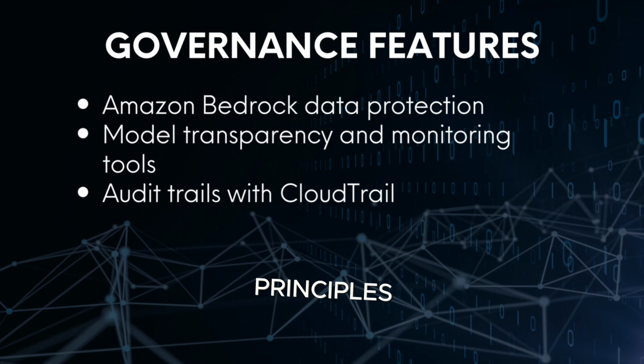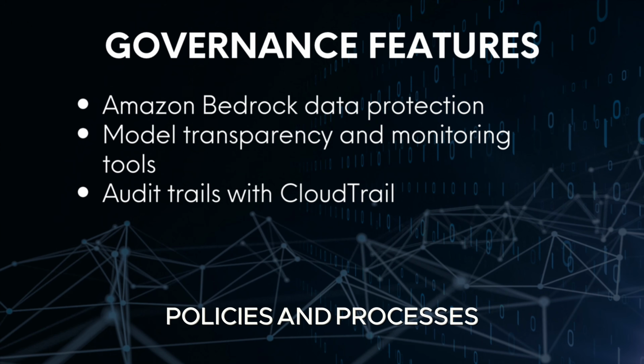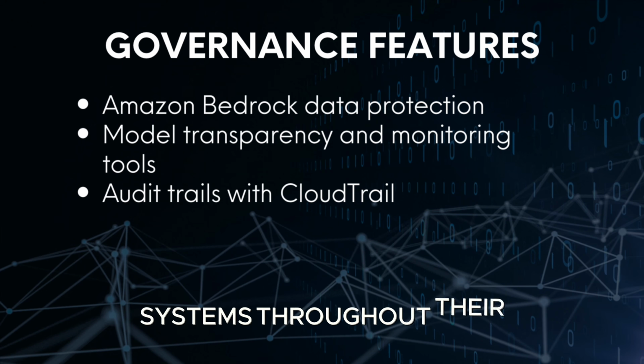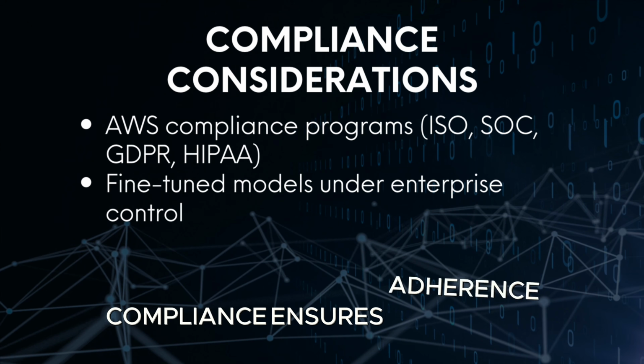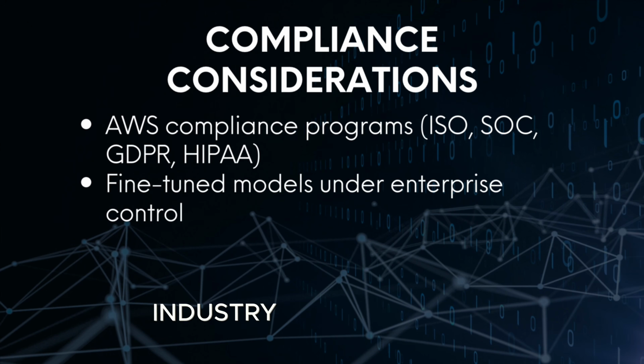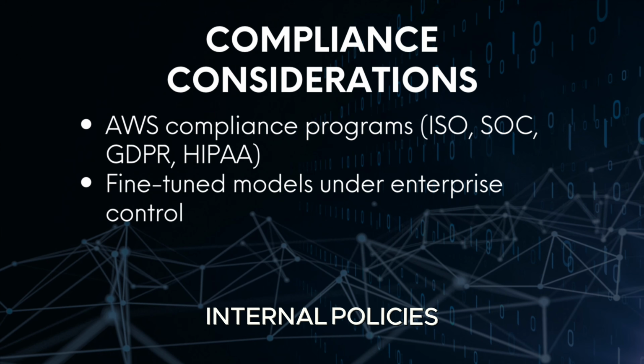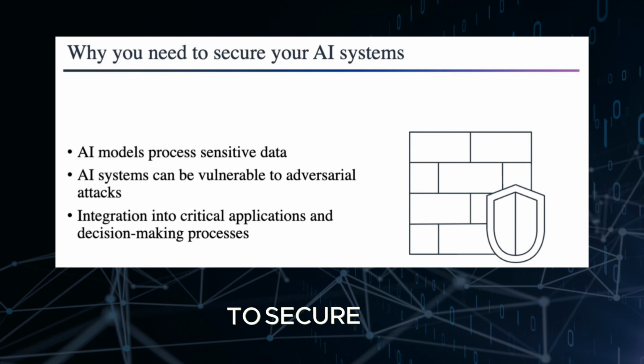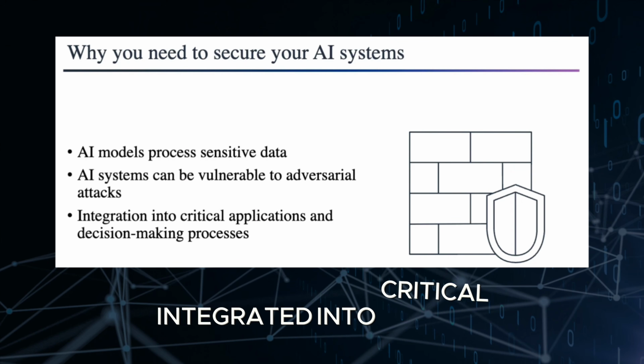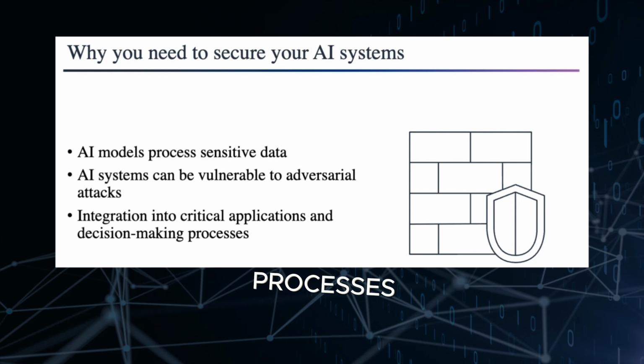Governance establishes the principles, policies, and processes for managing AI systems throughout their lifecycle. Compliance ensures adherence to relevant regulations, industry standards, and internal policies. And so why do we need to secure our AI systems? While AI models process sensitive data and AI systems can be vulnerable to adversarial attacks, AI systems are also integrated into critical applications and decision-making processes.